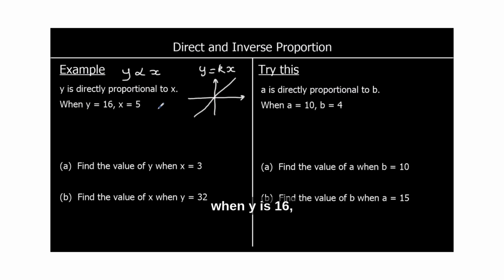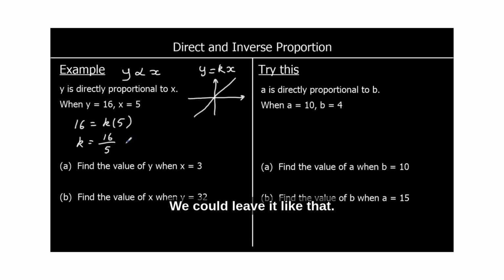So in this example, when y is 16, x is 5. So y equals kx, so 16 equals k times 5. To get k by itself, divide both sides by 5. So k is 16 over 5. We could leave it like that, or if we wanted to write it as a decimal, that would be 3.2. So in this example, y is 3.2 times x.